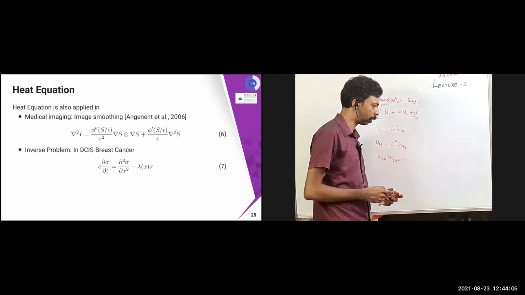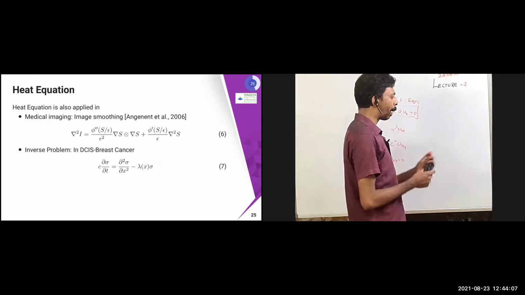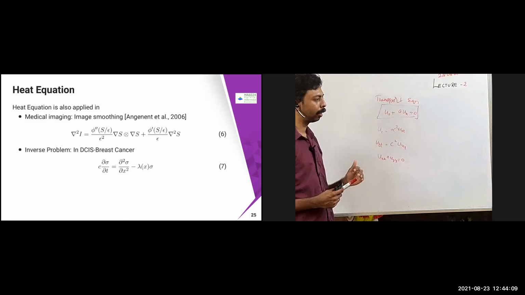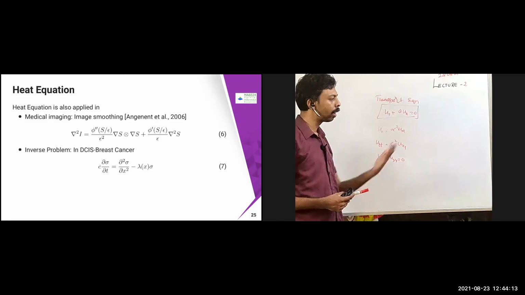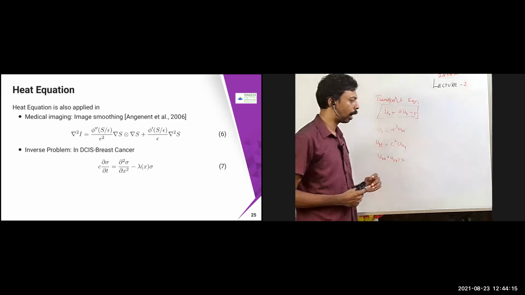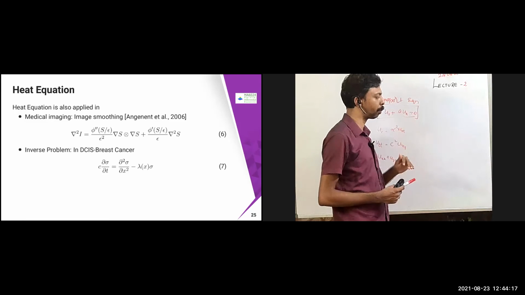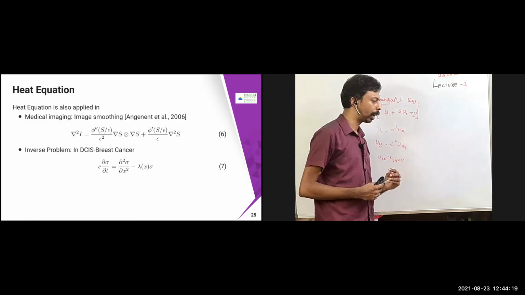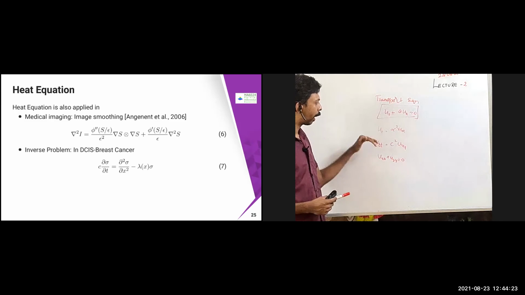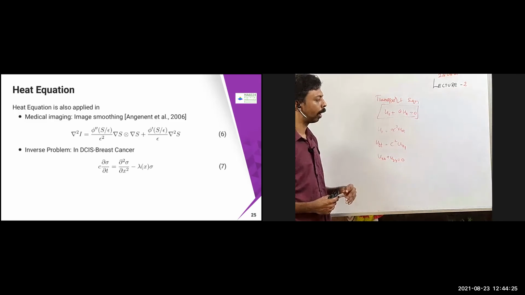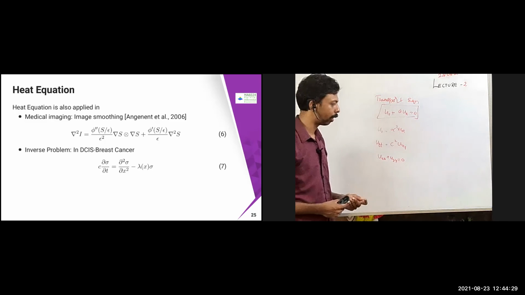Again the heat equation. Apart from that, it is also applied in medical imaging. For example, if you take a CT scan or MRI scan, in that case also it is used as an equation to reconstruct the images. So that is medical imaging, or medical image smoothing, also they use it. Similarly, inverse problems, where again they use this equation, for example in the scans where they take breast scans, etc.